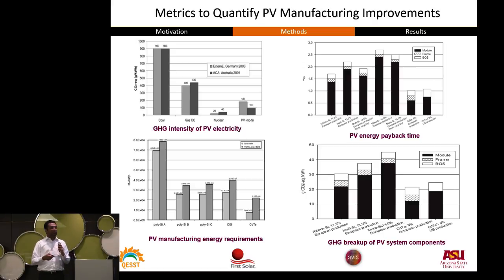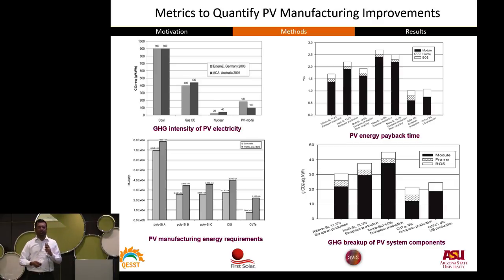Before I get into these questions, since I'm talking about climate, I'd like to spend a minute on what metric we use to measure climate benefits of improving PV manufacturing. These are some of the current metrics that are used in PV environmental research. We have the GHG intensity, the greenhouse gas intensity of PV electricity. As you can see, it's much, much lower than the other fossil fuel systems like coal and natural gas. The other one is your energy payback time. That's the amount of time you take to recover the energy you have invested in a PV system.